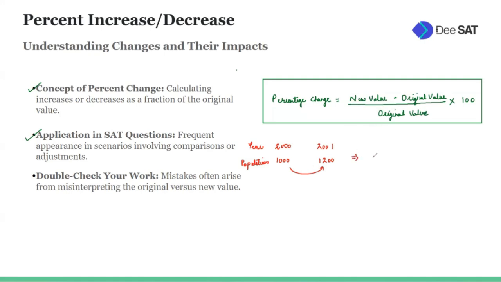We just use 1200, that is the new value of the population, minus the original value, that is 1000, divided by 1000, from where the change is happening, times 100. And that will generate further simplification. It is 200 divided by 1000 times 100. You can cancel out these two zeros from here. One zero gets cancelled over here, which is more or less 20%. You can see that the overall change that happened from 2000 to 2001 is 20%, and it's an increase.